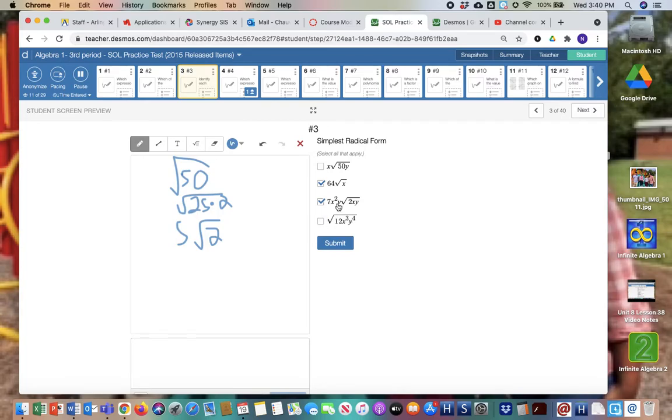So both of these are the ones where we can't do anything else with what's on the inside, what's called the radicand, so they're already fully simplified.